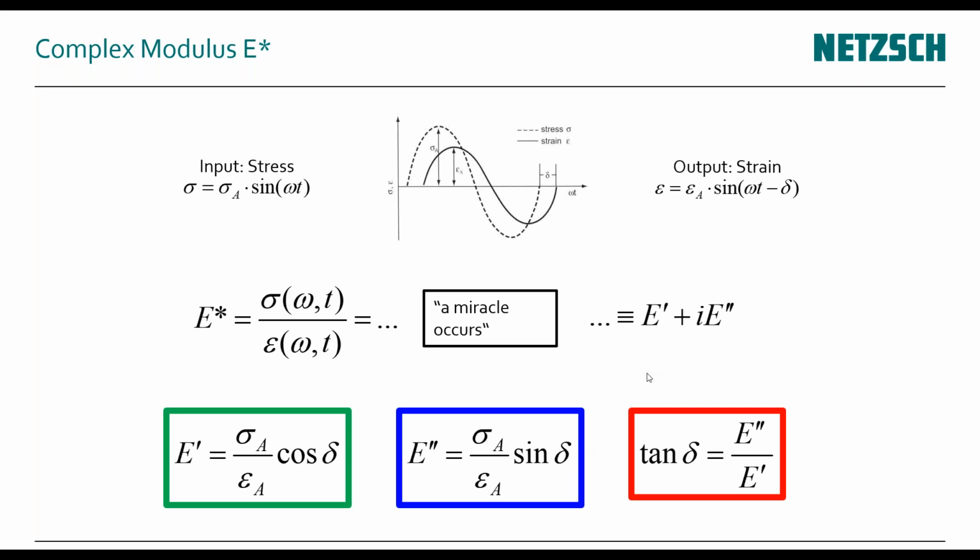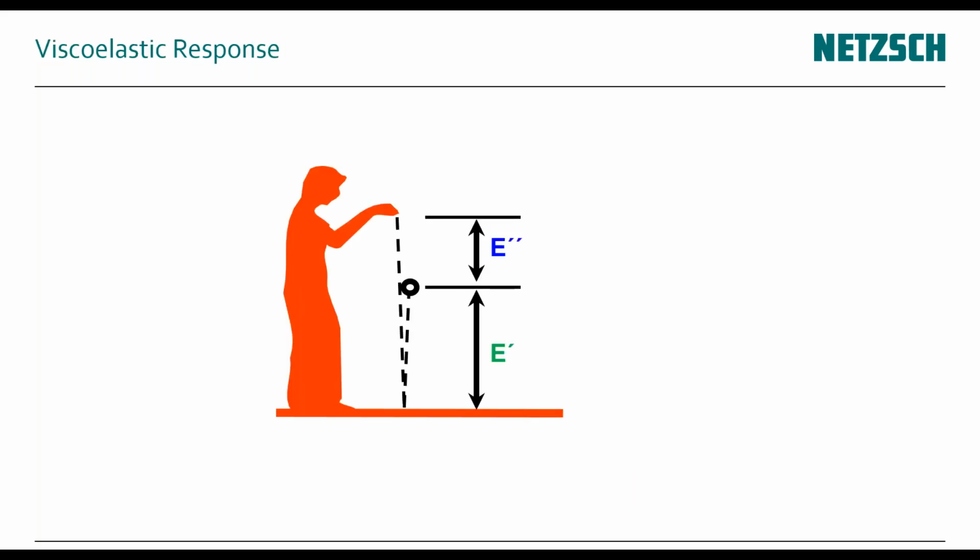This is the tangent of the phase shift. So with that, we have a full set of parameters from which we can learn something about your sample. The interesting thing is, of course, I don't care so much about the numbers, but I want to know what these numbers mean for my sample. And this is displayed here.